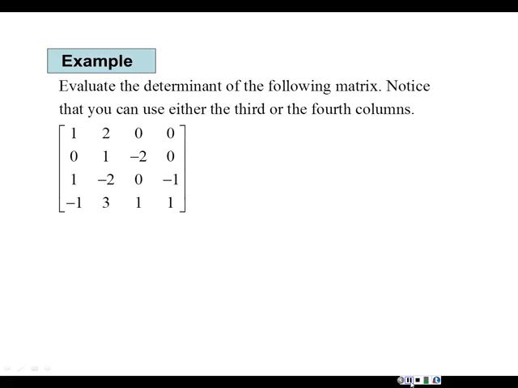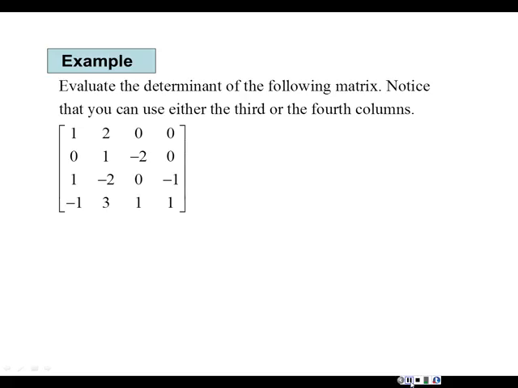0 times 0, 0. Now here we have 1 times 1, which is 1. Positive 2 times negative 2, which is negative 8. We have 6 here. And then it's negative 1. So that's the determinant of this matrix. So that's how we know that the determinant of this matrix is negative 1.